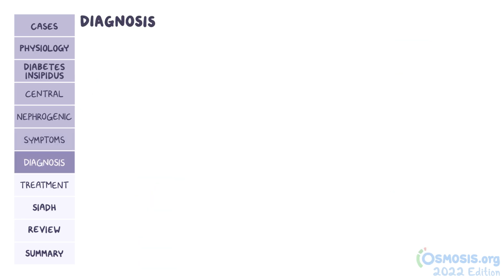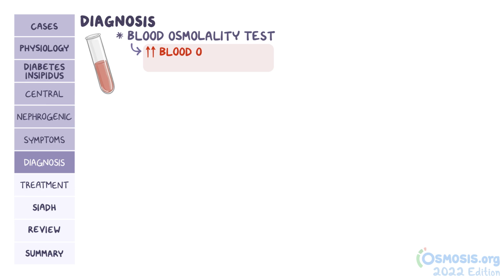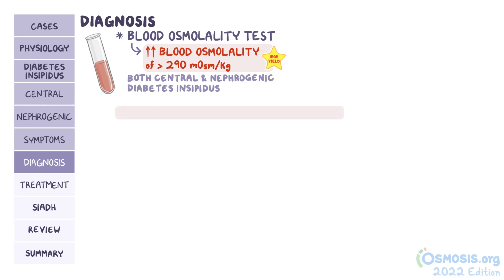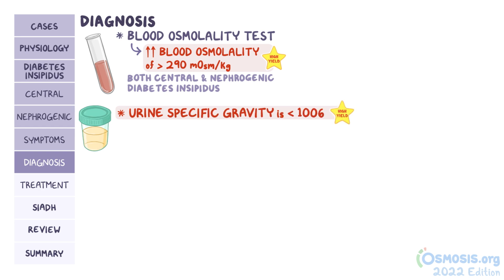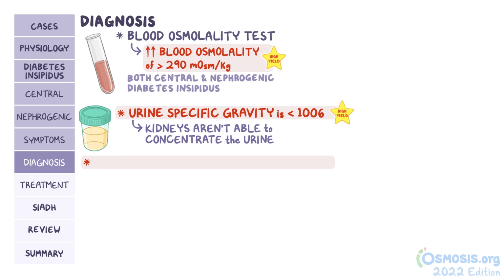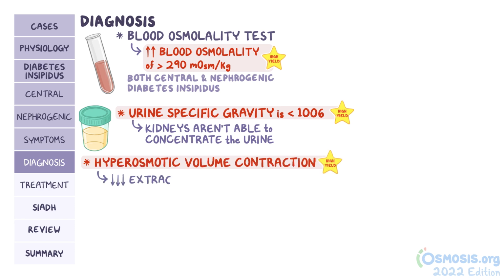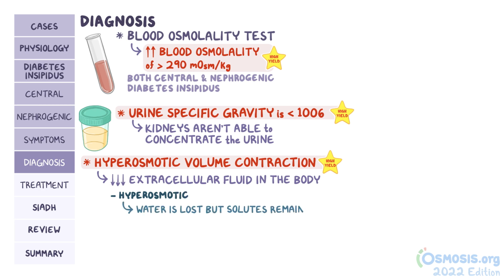The diagnosis of diabetes insipidus starts with a blood osmolality test, which would show an increased blood osmolality of above 290 milliosmoles per kilogram in both central and nephrogenic diabetes insipidus. The urine-specific gravity is lower than 1006, meaning the kidneys aren't able to properly concentrate urine. There's also hyperosmotic volume contraction. This means that there's decreased extracellular fluid in the body, and the remaining fluid is hyperosmotic since the water is lost, but the solutes remain.